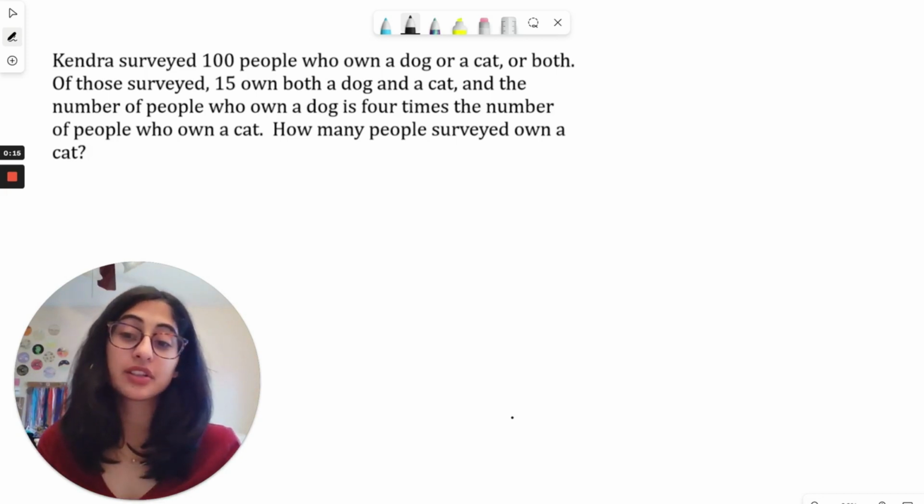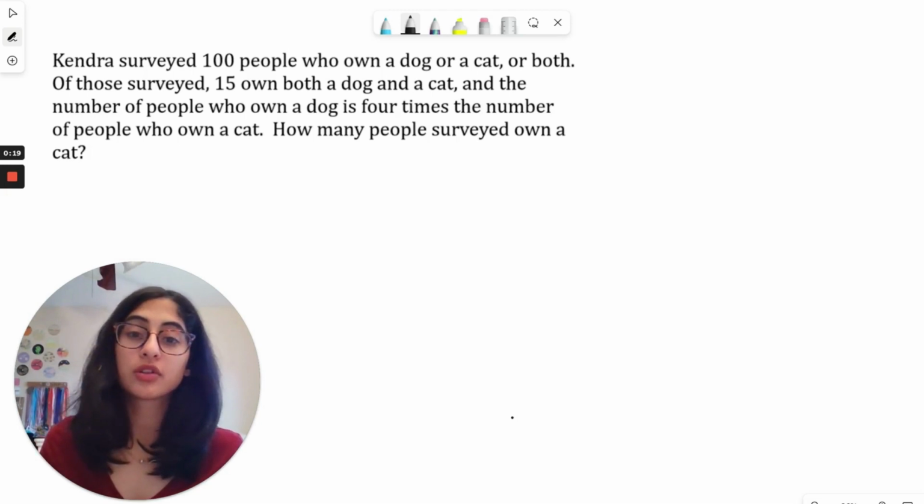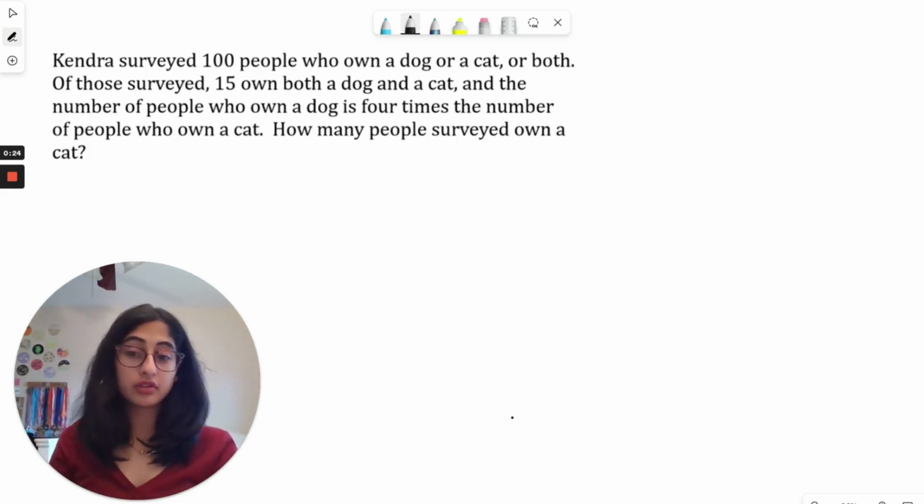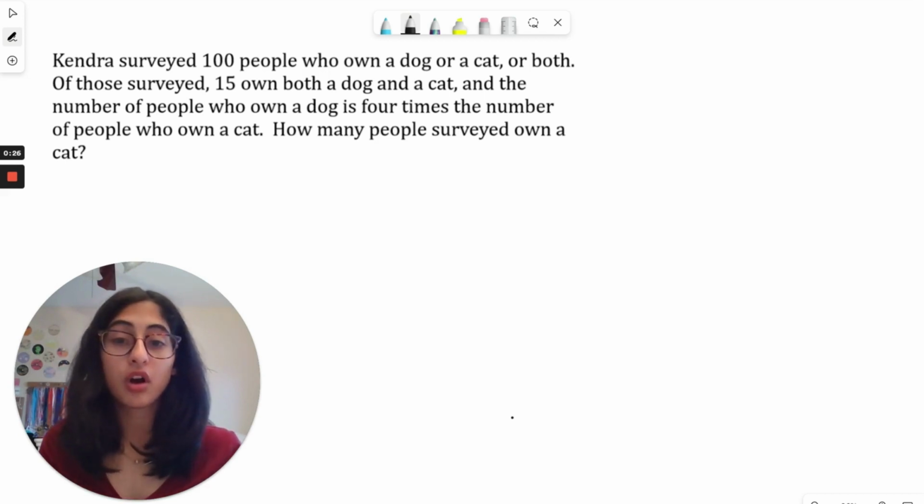All right, so this is the last question in the sprint section of the week 1 handout, and it says, Kendra surveyed 100 people who own a dog or a cat or both. Of those surveyed, 15 own both a dog and a cat, and the number of people who own a dog is 4 times the number of people who own a cat. How many people surveyed own a cat?